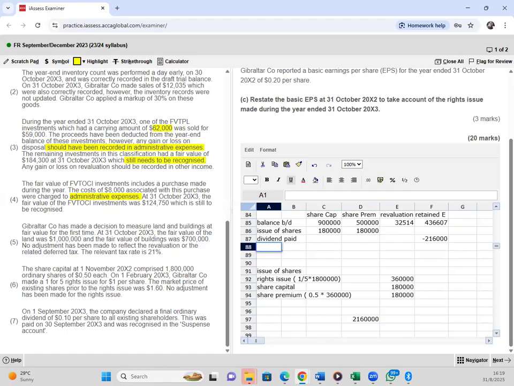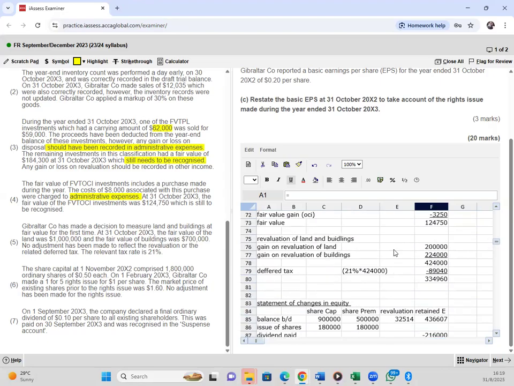The statement of changes in equity can be affected by the profit for the year. Before I forget, we have also the profit for the year. The amount from the profit and loss is taken to the statement of changes in equity. So the profit for the year increases the retained earnings.